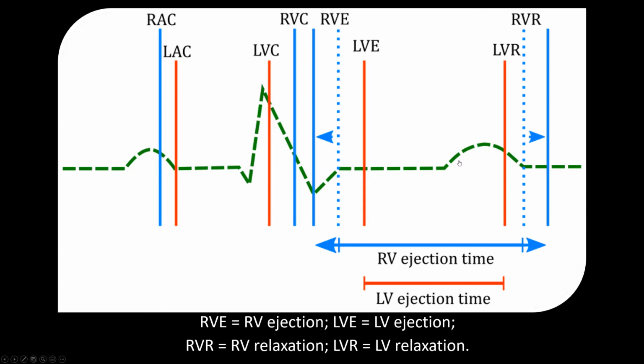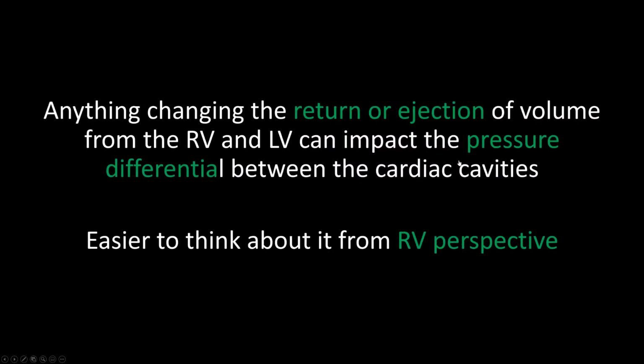Of course, these are obviously exaggerated for the purpose of showing clear difference and generally lead to minimal RV and LV changes in normal individuals. In summary, anything changing the return or ejection of volume from the RV and LV can impact the pressure differential between the cardiac cavities. It really is easier to think about it from the RV perspective than the LV one.